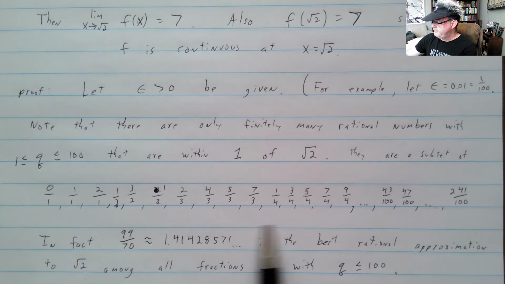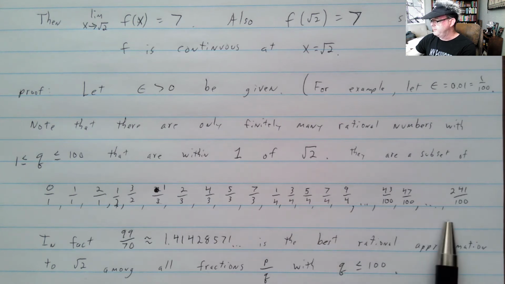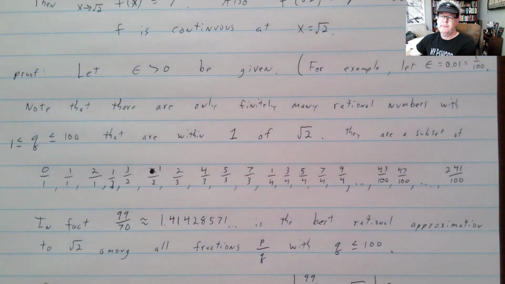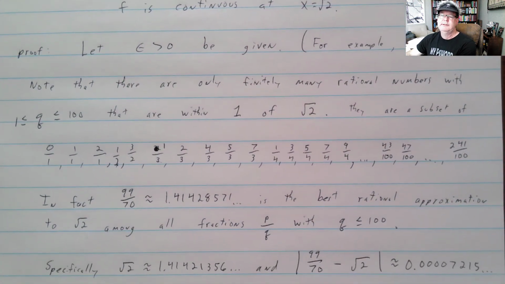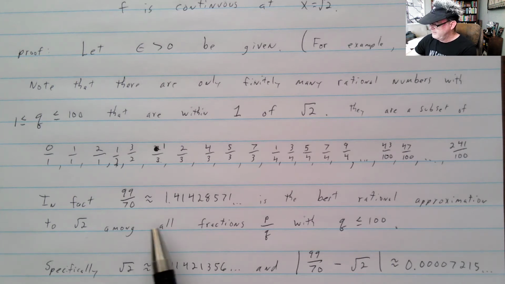That's the complete list, a little too much, of all fractions that are within 1 of root 2 whose denominator is 100 or less. So there's only finitely many. And if there's only finitely many, then there's always a minimum distance, right? I want to find which number is closest to root 2. It turns out 99 over 70 is the one closest to root 2. And there's ways to find it, but we won't go into that.